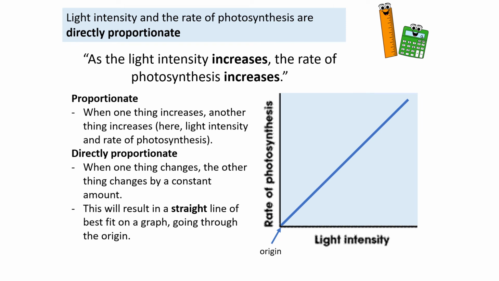The light intensity and the rate of photosynthesis are directly proportional. One increases, then the other will increase at the same rate. When one thing increases, another thing increases. For example, light intensity increases, so the rate of photosynthesis increases, and that's why we call that directly proportional. This will result in a straight line of best fit on the graph going through the origin.